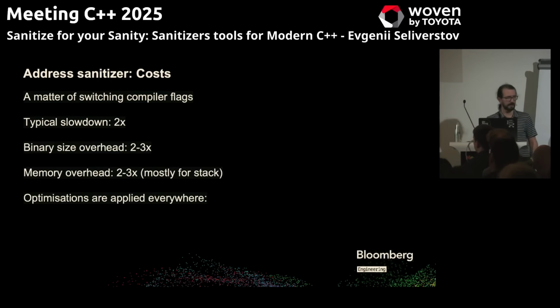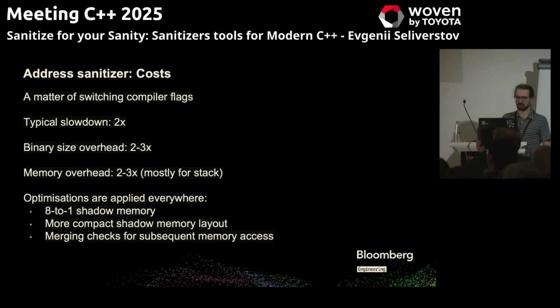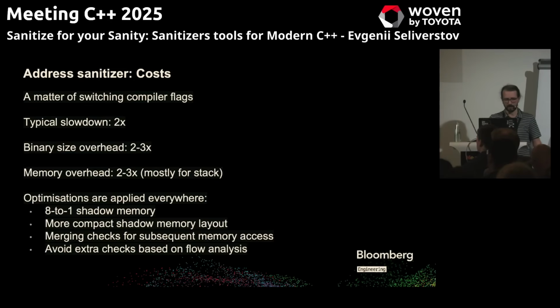And to make it better, optimizations are applied absolutely everywhere. First of all, we compress memory. We also skip the checks. If we're trying to go through an array and access all the bytes one after another, we can just merge them because it's done by the optimizer. And yeah, we can also skip a few of them based on different inputs.